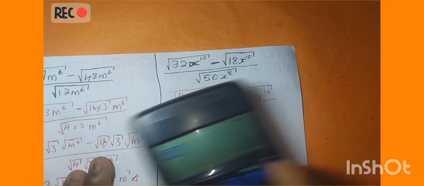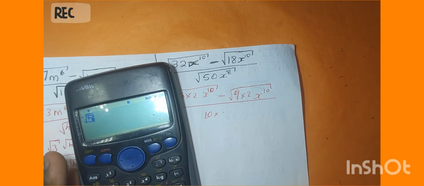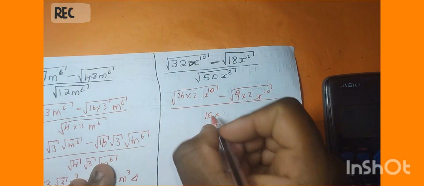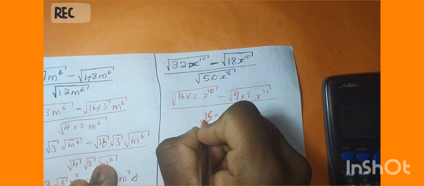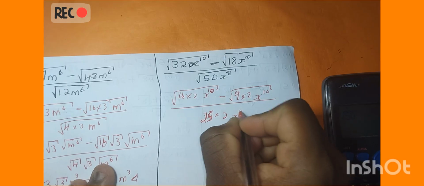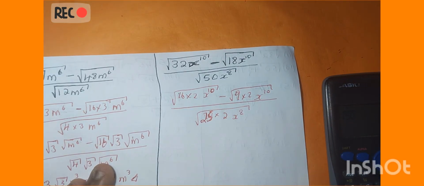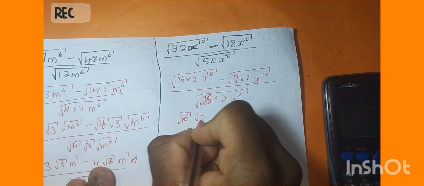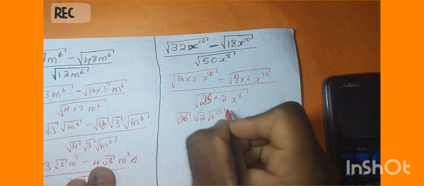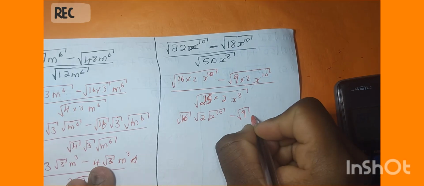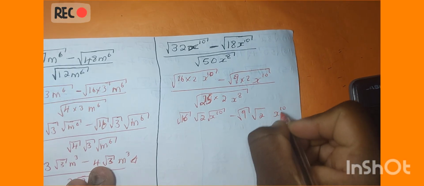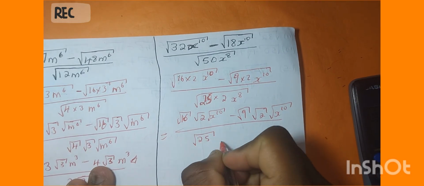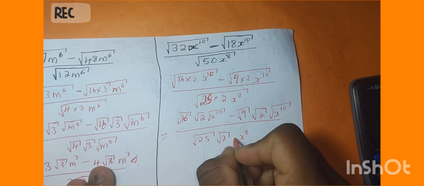Alright, let me press the square root of this thing. So here I got what? I got 2, meaning here it's 25, guys. 25 multiplied by 2, x8. Do you see? And now you can break the square: here it's 16, 2x10, and minus 9, which is 2x10. Divide here, which is 25 squared 2, and here it's 18.